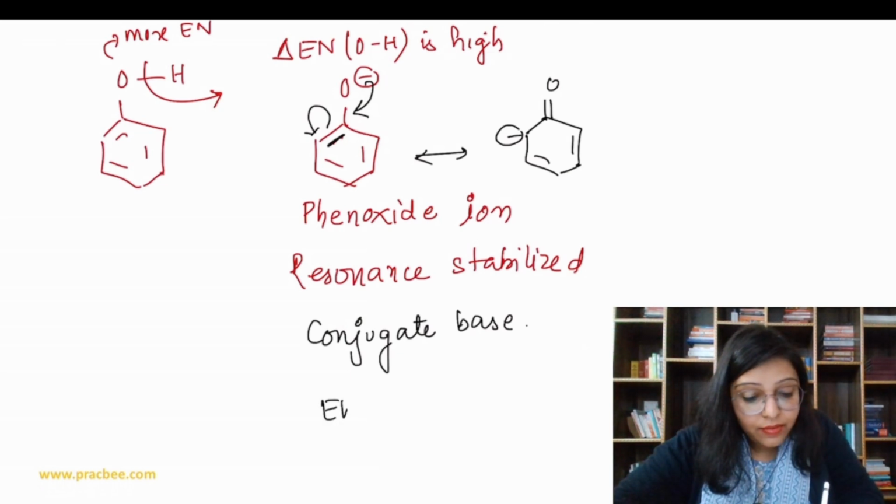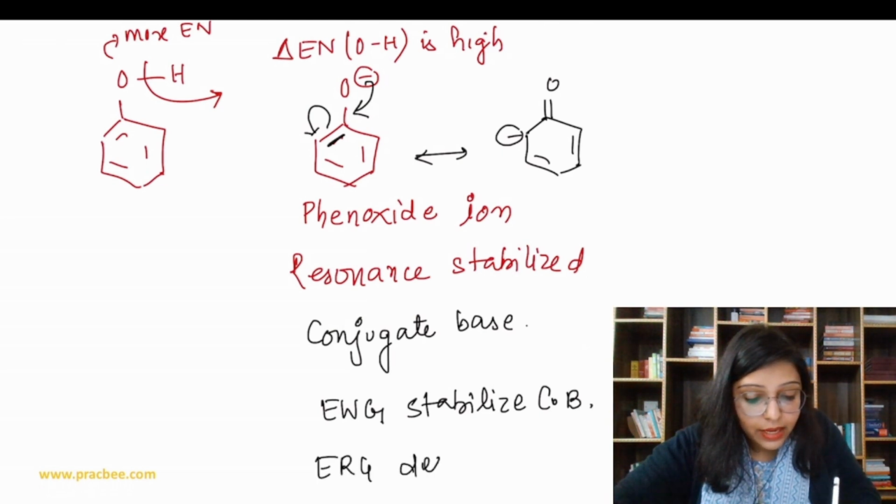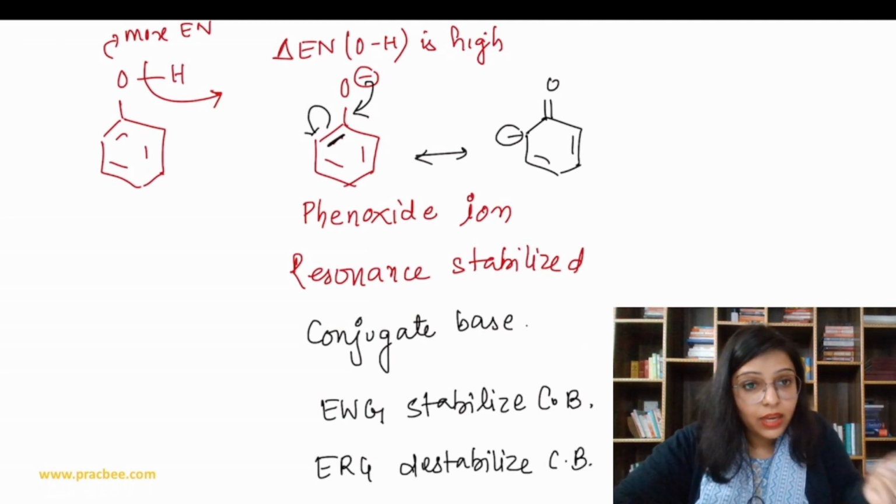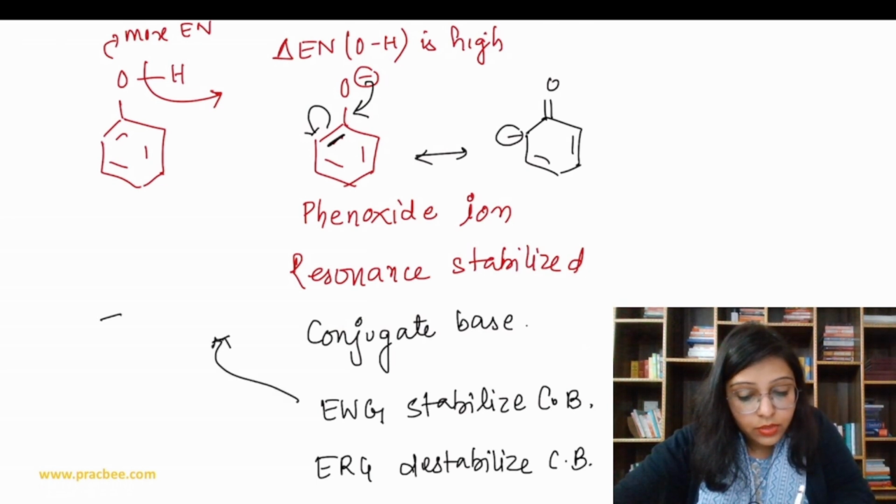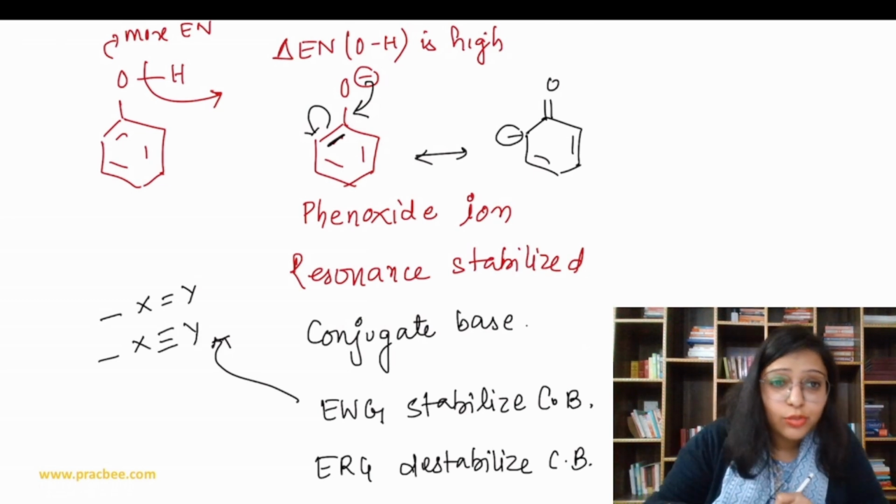It means if we have an electron withdrawing group, the electron withdrawing group stabilizes the conjugate base, right? And an electron releasing group destabilizes the conjugate base. Now again, how to find out which one is an electron withdrawing group? So an electron withdrawing group is going to be like this. Here X is not a halogen.